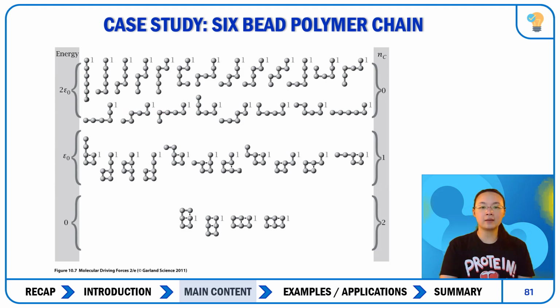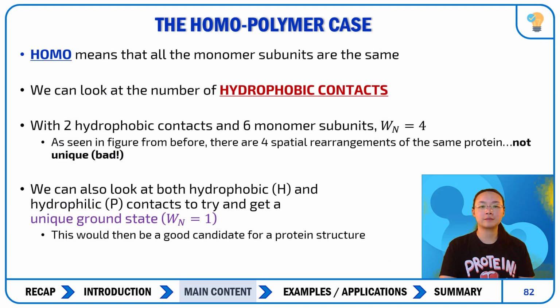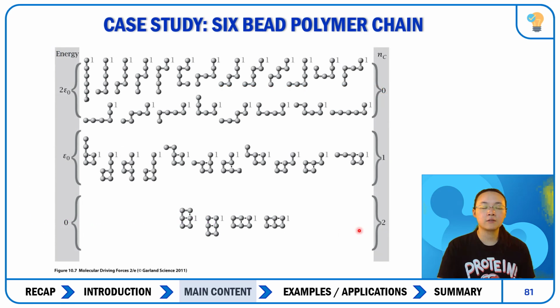So now let's look at combining everything we've learned into a better model. What we just looked at was called the homopolymer case. It means that the monomer subunits are the same. And for proteins, we want to look at the number of hydrophobic contacts. I kind of touched on that before, but it becomes very important because remember with the previous one, there were 4 spatial rearrangements of the same protein. So these ones, 4 spatial rearrangements to achieve the same energy level.